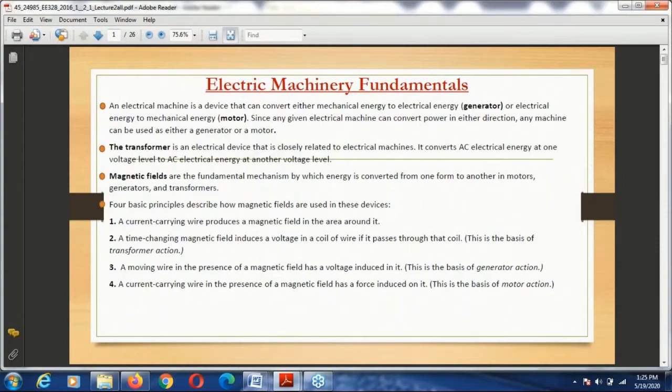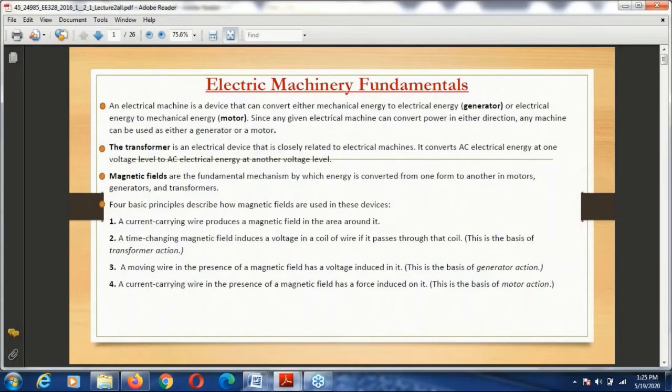Number 1 principle is that a current carrying wire, a wire that is carrying current, produces a magnetic field in the area around that wire. That's number 1. Then number 2 principle is that a time-changing magnetic field induces a voltage in a coil of wire if it passes through the coil. This is the basis of transformer action. You see it? A time-changing magnetic field induces a voltage in a coil of wire if it passes through that coil.